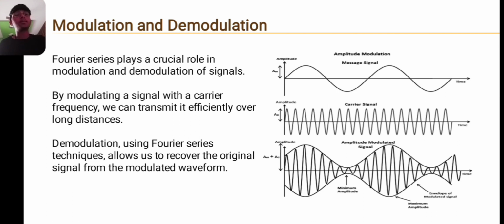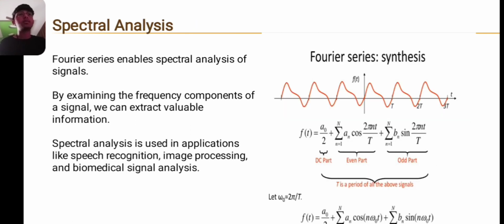Then next one, spectral analysis. Fourier series enables spectral analysis of a signal. By examining the frequency components of a signal, we can extract valuable information. Spectral analysis is used in applications like speech recognition, image processing, and biomedical signal analysis.